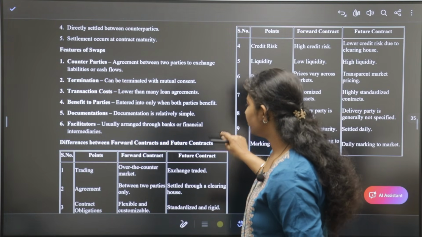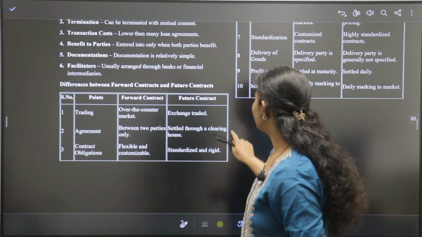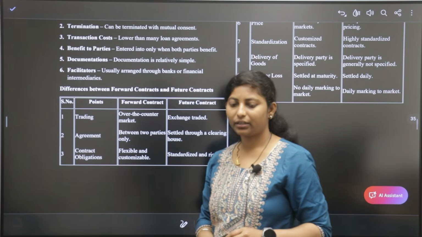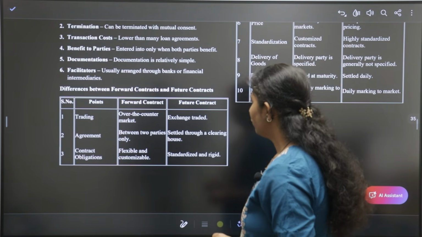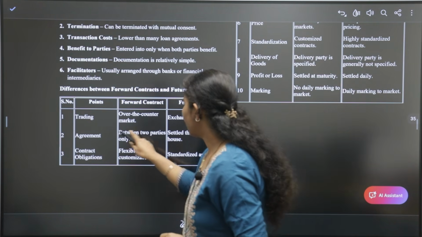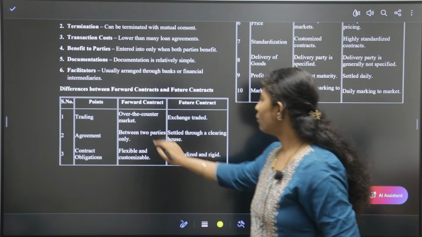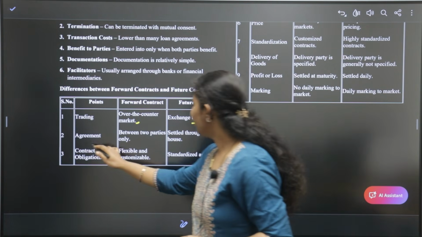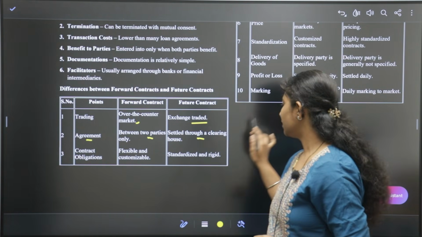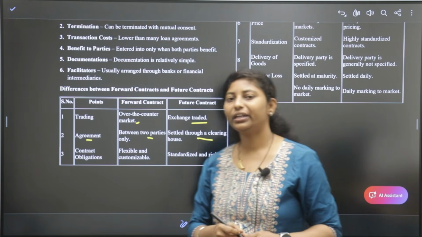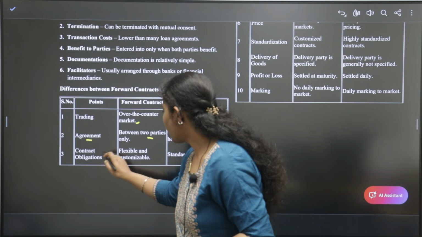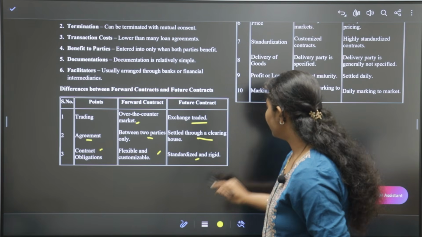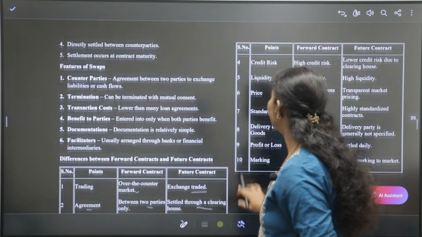Next, we have the difference between forward and futures contracts. Very, very important. Many times they ask in your exam what the differences are. We'll discuss them one by one. Trading: a forward can be traded over the counter market, but a future is exchange traded. Agreement between two parties, settled through clearing houses. Next, contract obligation: here we have flexible, here we have standard. So that is the difference.